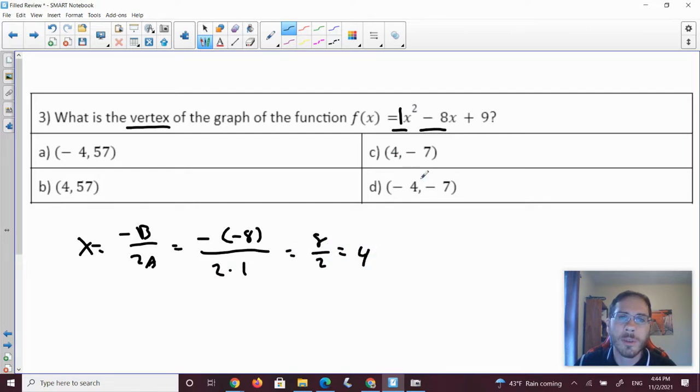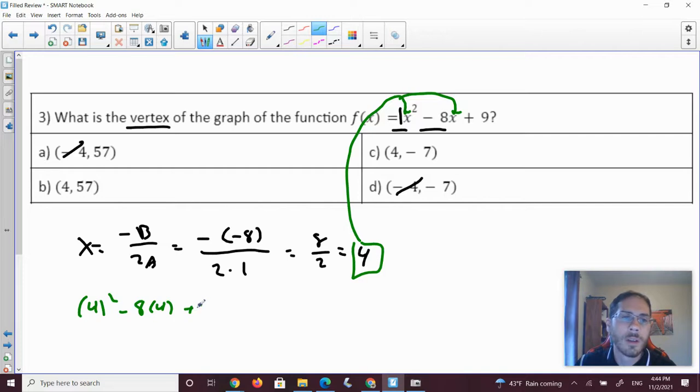So I know it can't be this one, and it can't be that one, because those are negative 4s. Next, I have to take the 4 and plug it in for the x's in the equation. So we're going to plug 4 in for both of those x's. So it'll be 4 squared minus 8 times 4 plus 9. So this is going to be 16 minus 32 plus 9. Well, 16 minus 32 is negative 16. Negative 16 plus 9 is negative 7. So we want to pick the one with the negative 7, which is going to be C.